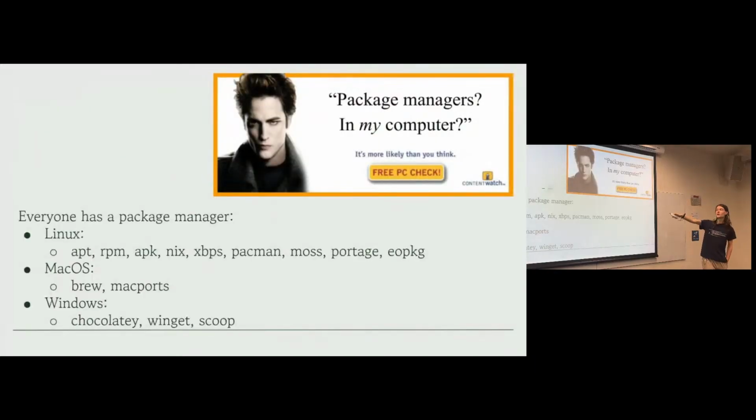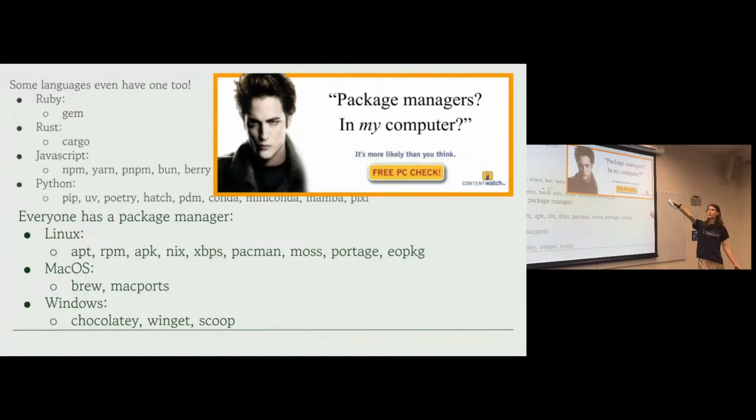So everyone has a package manager. Linux: APT, RPM, APK, Nix, Pacman, Portage, ERPKG. macOS has Brew or Homebrew or MacPorts. Even Windows has some: Chocolatey, Winget, Scoop. Some languages even have one too. So Ruby has Gem, Rust has Cargo, JavaScript is NPM or Yarn or PNPM or Bun or Berry, which is just Yarn again. Python, you've got so many with Python: Pip, UV, Poetry, Hatch, PDM, Conda, Miniconda, Mamba, Pixi. There's more. I couldn't fit them all on there. But Python, many package managers.